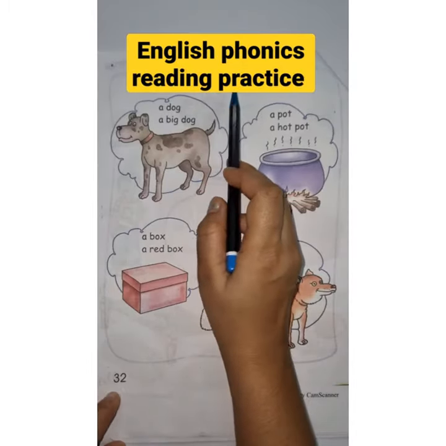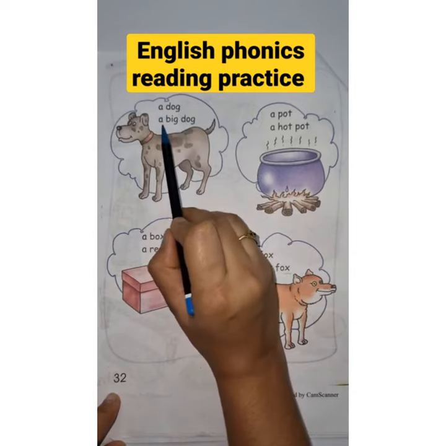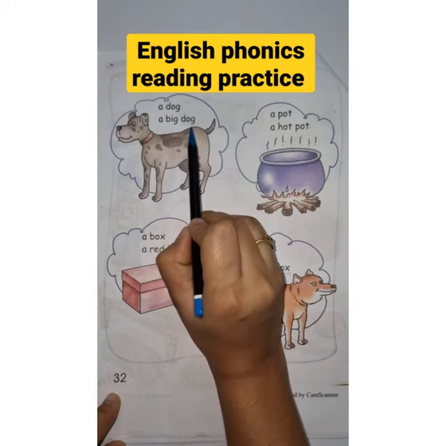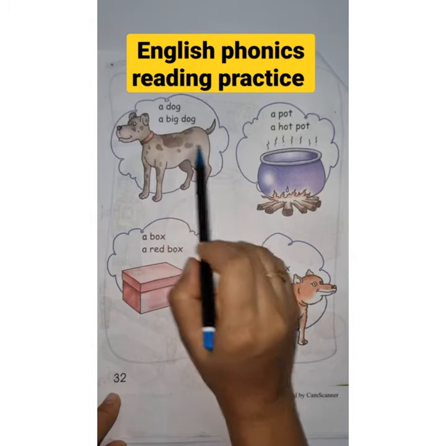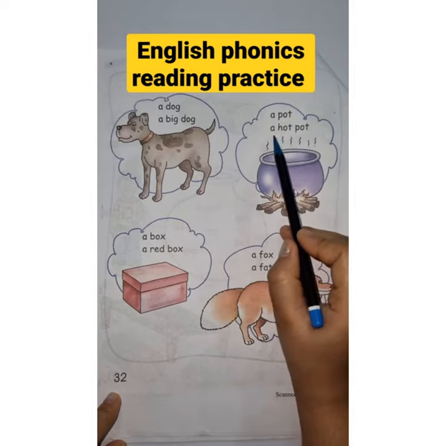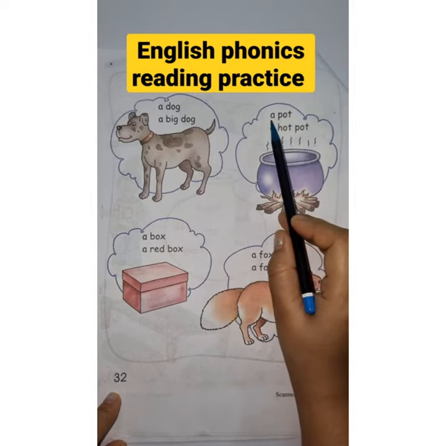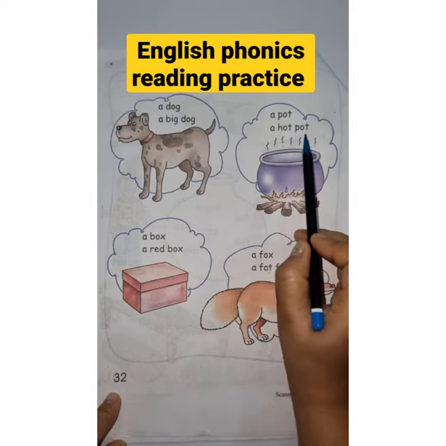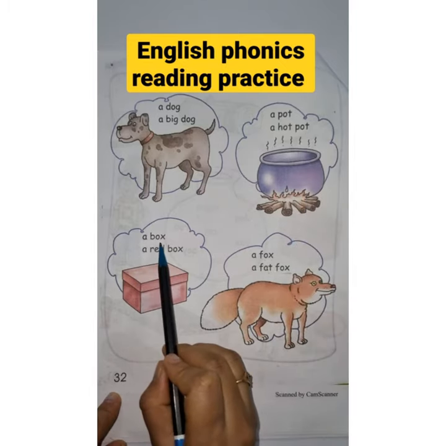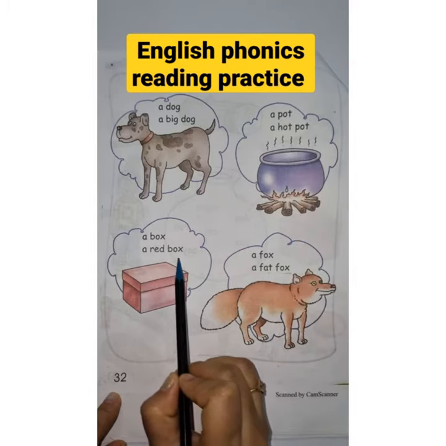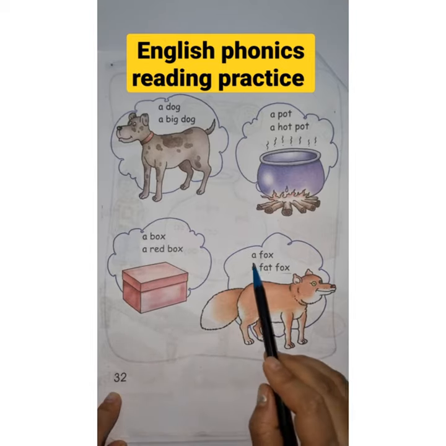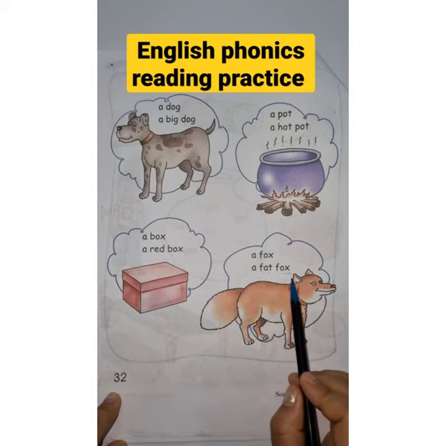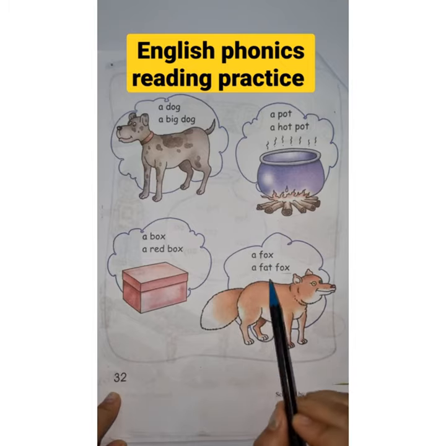Let us read. A dog, a big dog. A pot, a hot pot. A box, a red box. A fox, a fat fox.